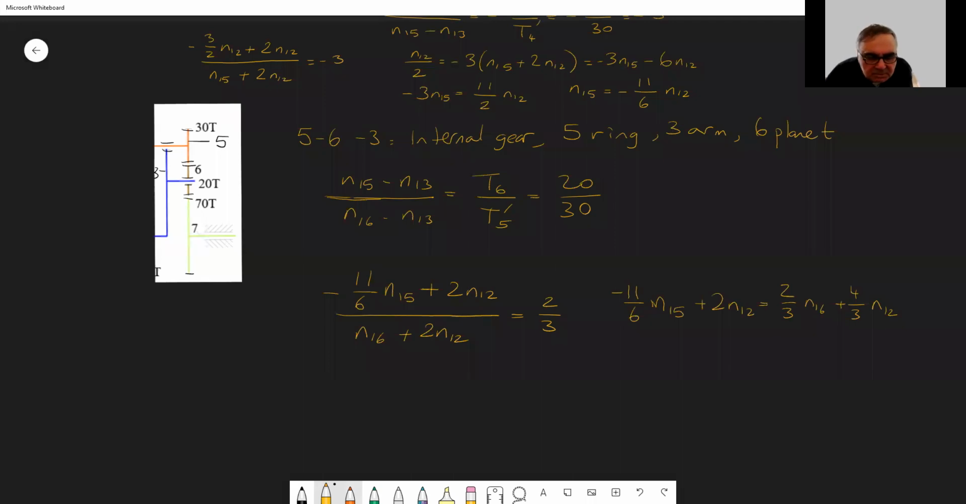You are not correcting. This is n12 obviously. So minus 11 over 6, that is 2 n12. This makes 12 over 6. So this is minus 1 over 6 n12. Right?